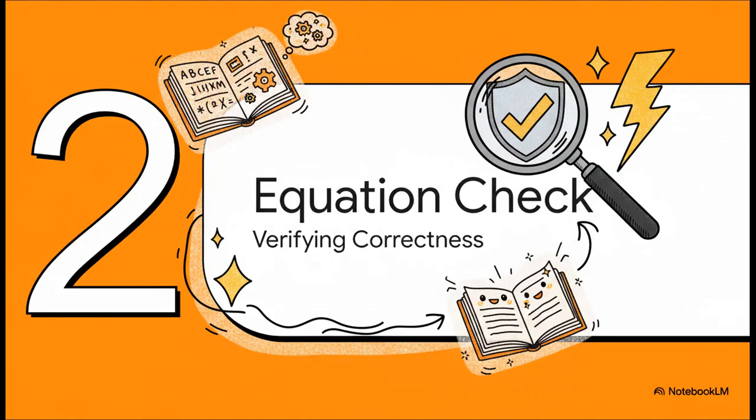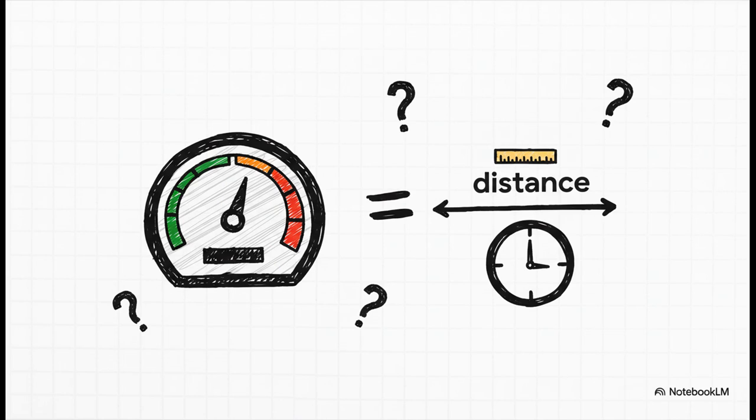Okay, so we have our alphabet, we have some words. Now for the really cool part. Let's actually use them. The first and maybe the most powerful application of this whole idea is using it as an instant equation checker. It's basically spell check for physics. We're going to start with an equation that everybody knows, just so you can see how this works. We all get intuitively that speed is the distance you cover divided by the time it took. But the real question is, does it pass the dimensional sanity check?